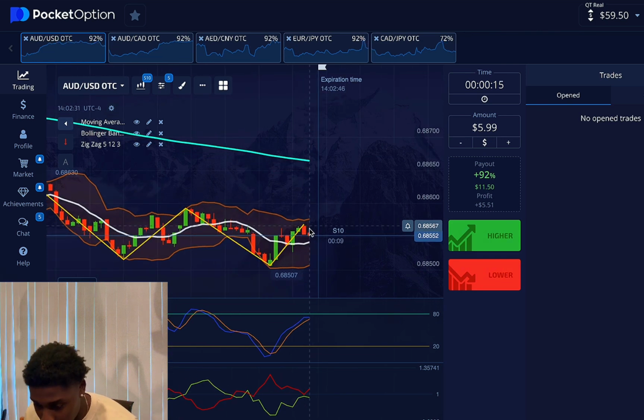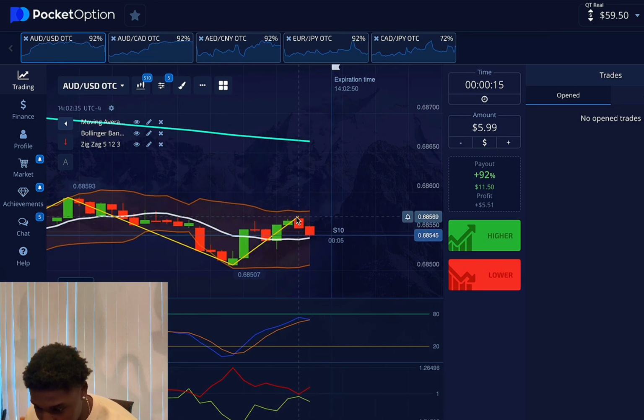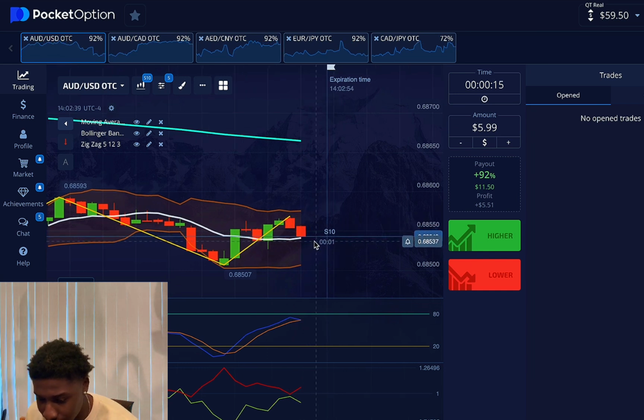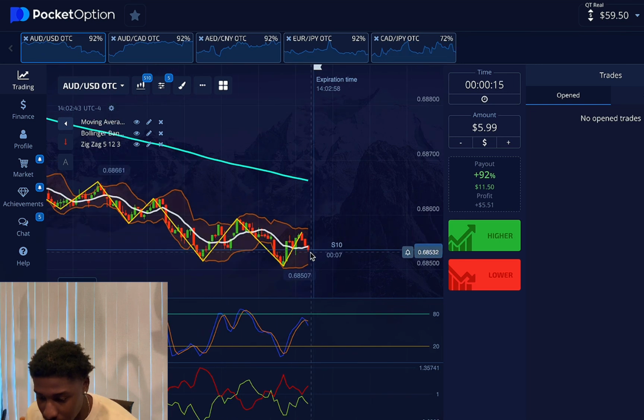Like I said, we're looking forward to hit this top Bollinger Band. As you can see, it didn't hit it right here, but we're going down. All right, so we're hitting the white line. We could go back up right here and try to touch this line, or we can continue to go down. So this is a downtrend.